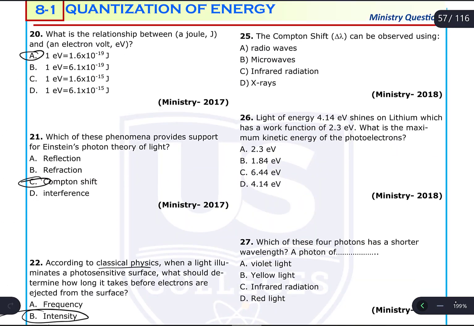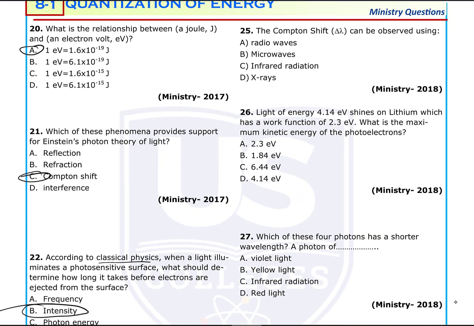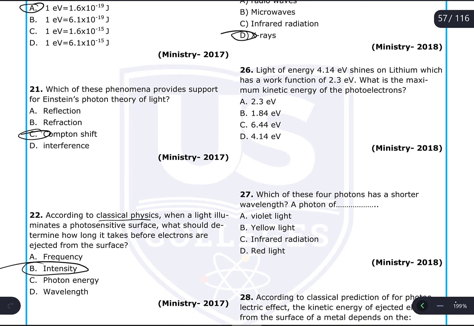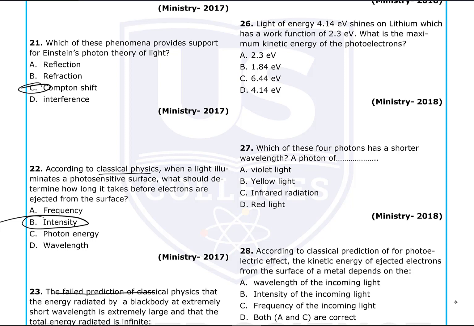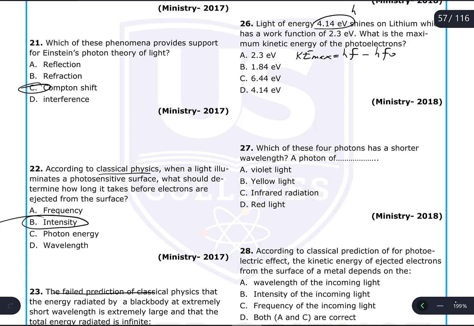Question number 25. The Compton shift delta lambda can be observed using high energy photons. X-rays are high energy photons in here. Question number 26. Light of energy 4.14 electron volt, which is the energy of the photon, shines on lithium, which has a work function 2.3. What is the maximum kinetic energy of the photoelectrons? Very easy question. Maximum kinetic energy of the photoelectrons is calculated by the energy of the photon minus the work function of the metal.